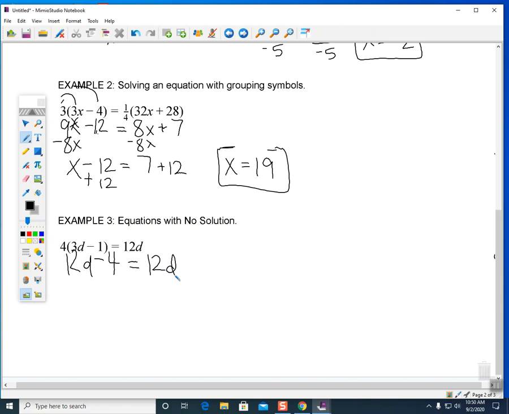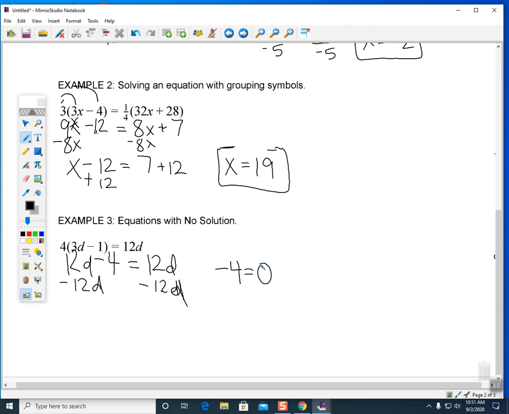Okay, so now I want to get my variables together, right? So I'm going to subtract 12d from both sides. When I do that over here, I'm left with 0, and when I do that over here, I'm left with 0. So I've got negative 4 equals 0. Does negative 4 equal 0? No, that's a silly question, right? Negative 4 absolutely does not equal 0. And so this has no solution.